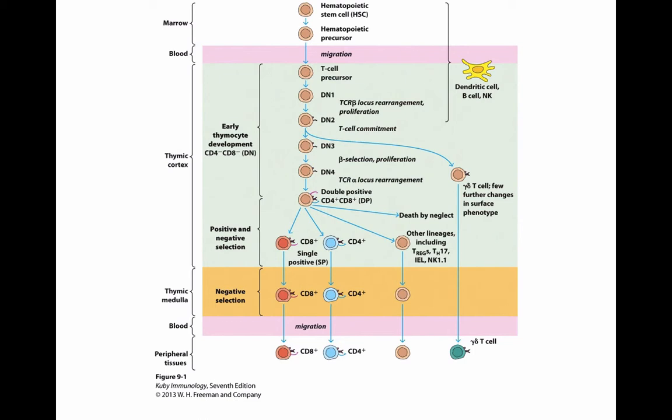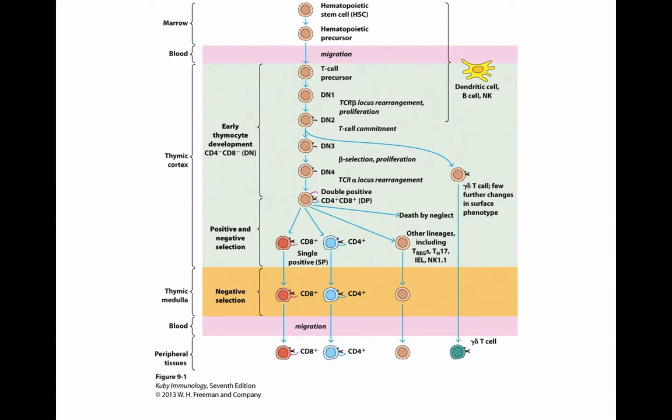Okay, we're going to be talking about T cell development. And remember, T cells are born in the bone marrow, that's where they're created, and then they move out of the bone marrow and through the blood into the area of the thymic cortex. The thymic cortex is the outer region of the thymus gland. And this is where they're going to get educated.